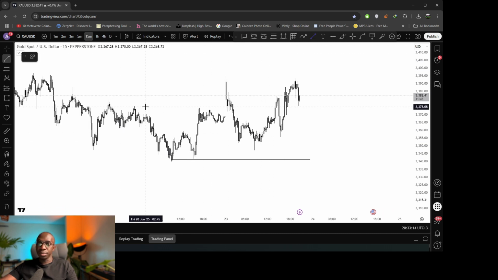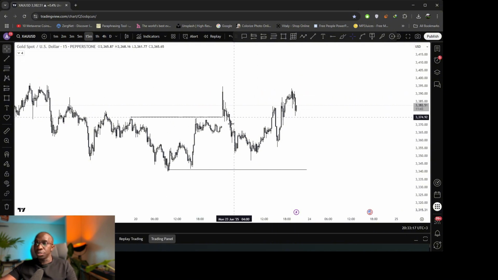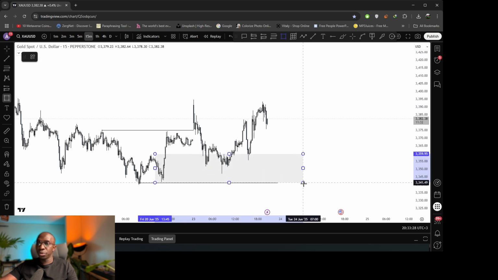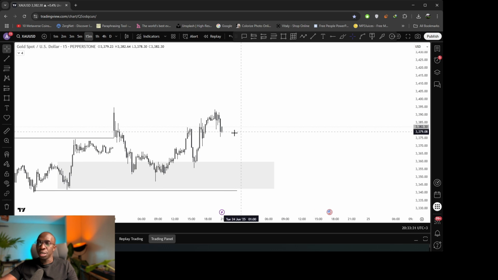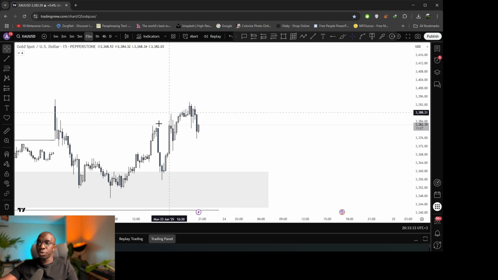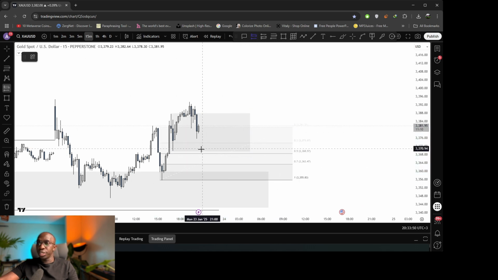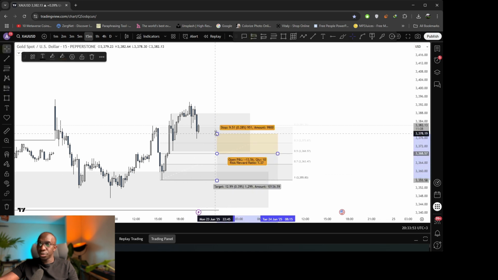We had a nice clean break of internal, which is good, meaning that with this change of character, internal pullback has ended. So now we get our IBOS, which is good, and then we come back to retest this level, and you can see that price pushed right above it. So then what I'll be looking for in terms of entries, just so that my risk to reward is good enough. If we break below that zone, I'll be looking for an entry somewhere around here with my stops.